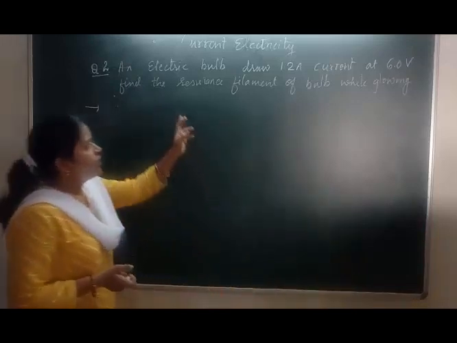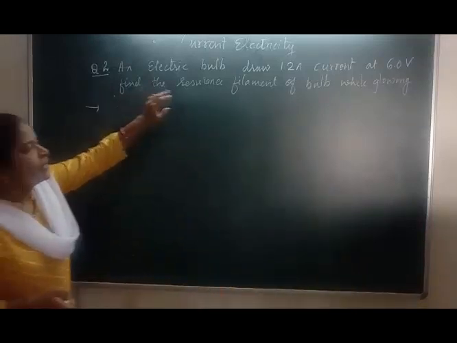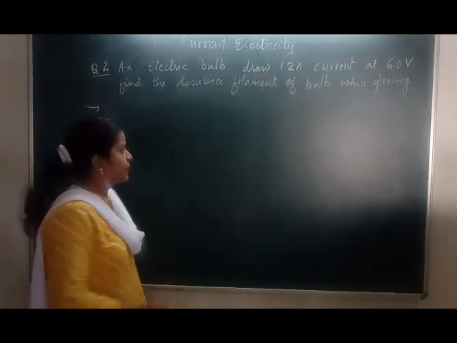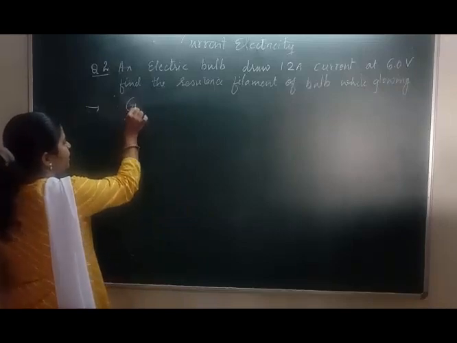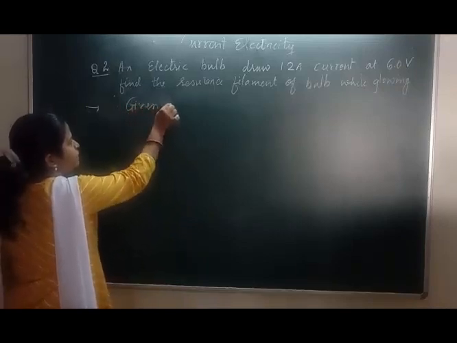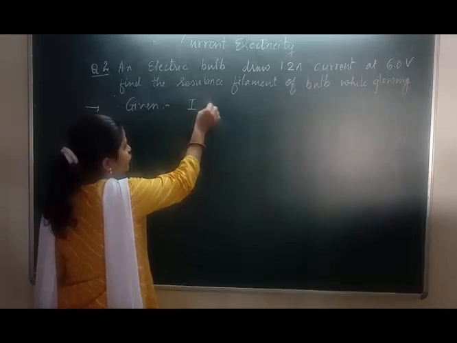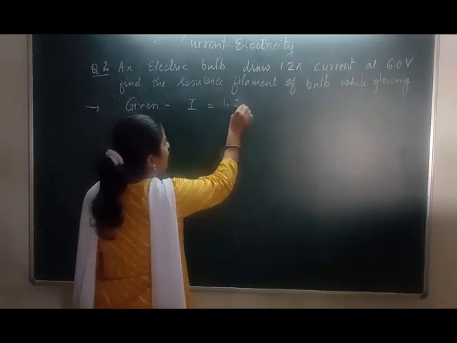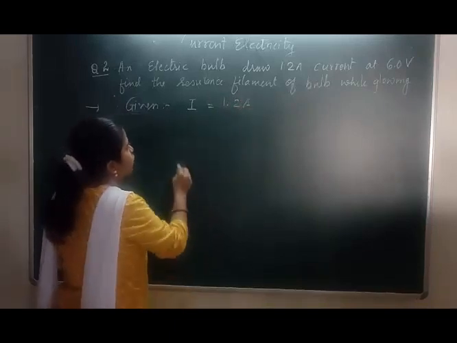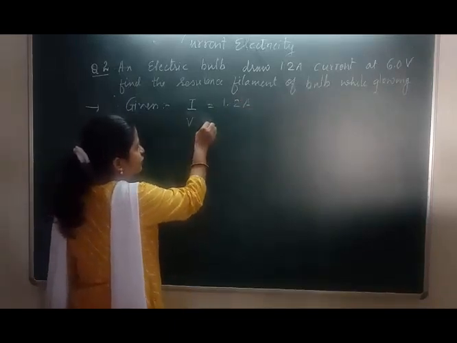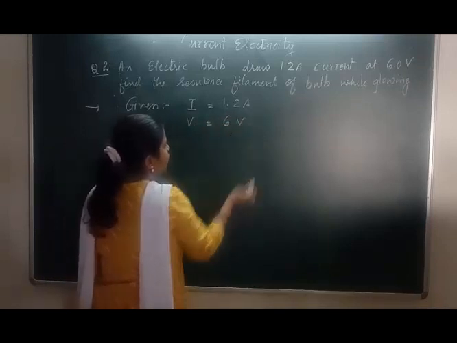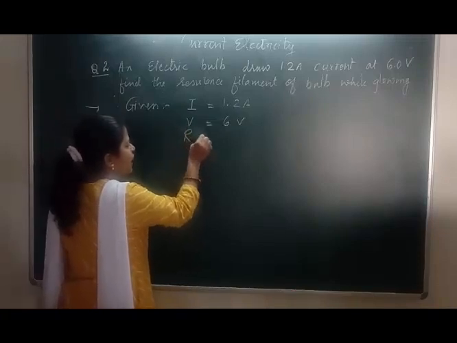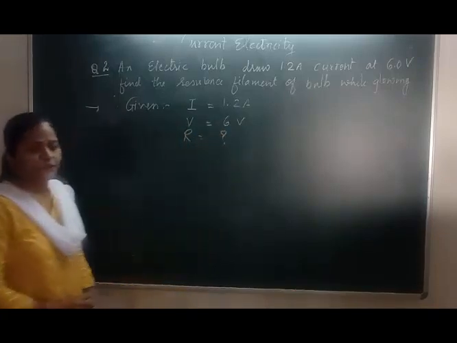Okay. So what is given to you? Here the current is given. It is which is having the value as 1.2 ampere. Given I, we denote the current by the alphabet I, which is equal to 1.2 ampere. Then voltage, it is being denoted by a letter V. It is 6 volt. We are going to find out the resistance of the filament. So R is, you can put the question mark.